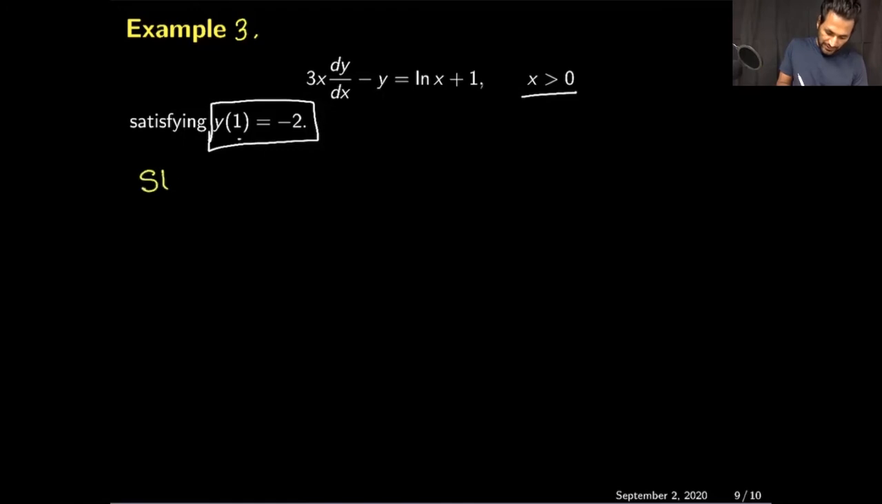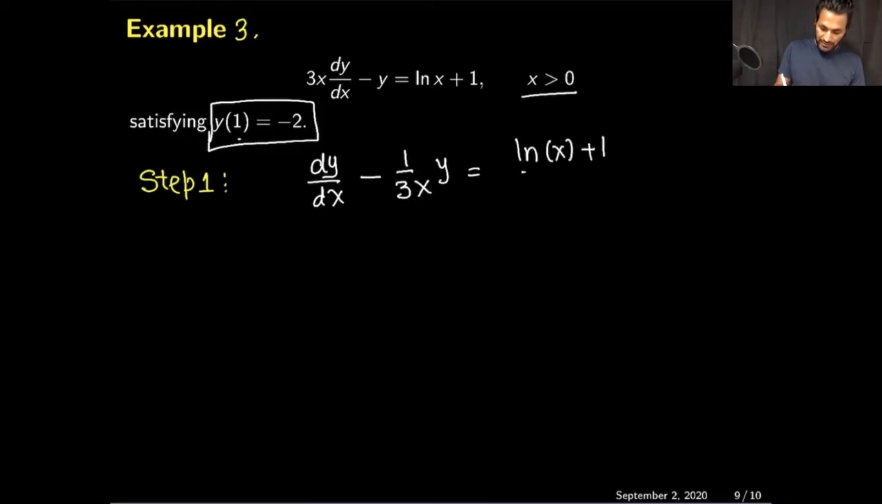It's a 3-step process. In step number 1, we calculate the standard form of the differential equation by first freeing dy by dx. We will divide by 3x on both sides. So we get 1 over 3x, and then you get y, and then you have natural log of x plus 1 divided by 3x. So this has become our standard form. This is our function p and this is our function q. So we will proceed to step number 2.